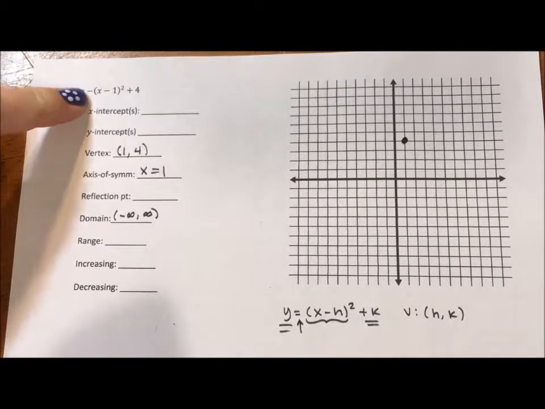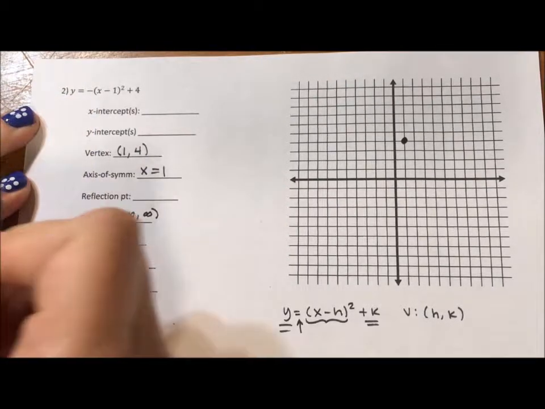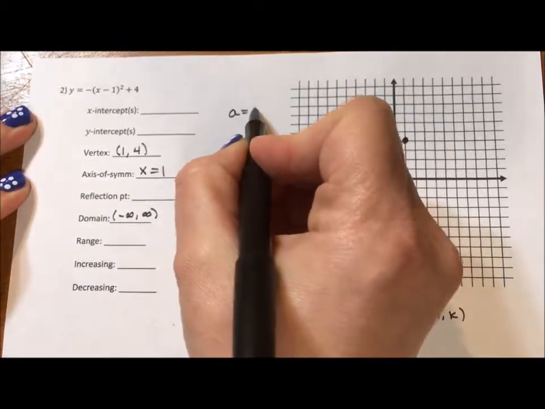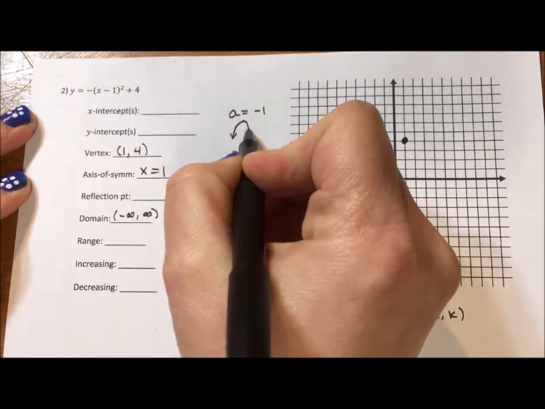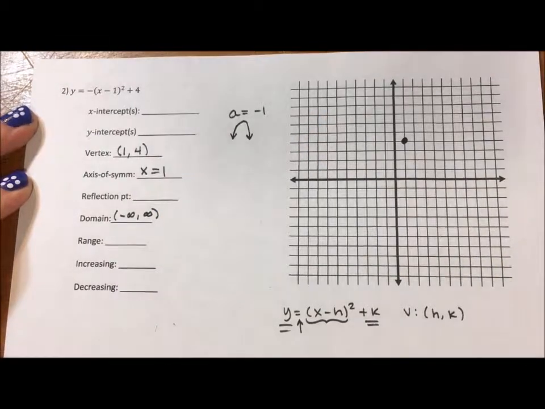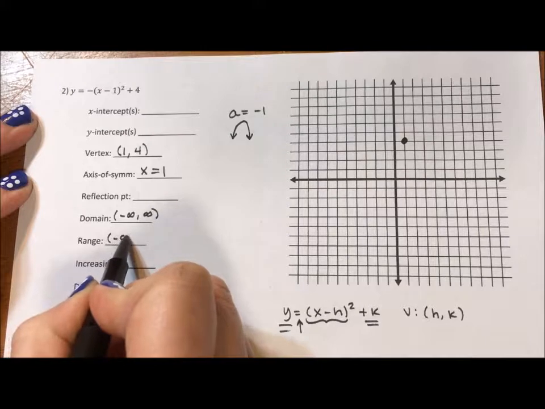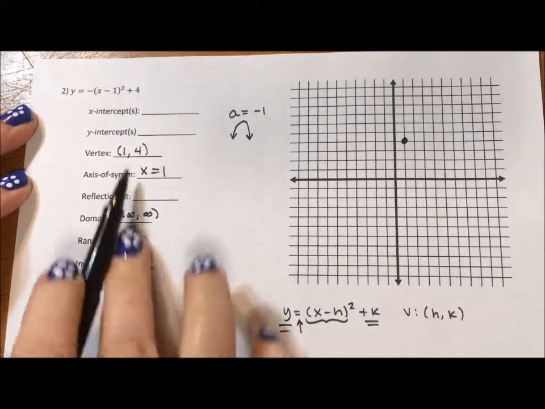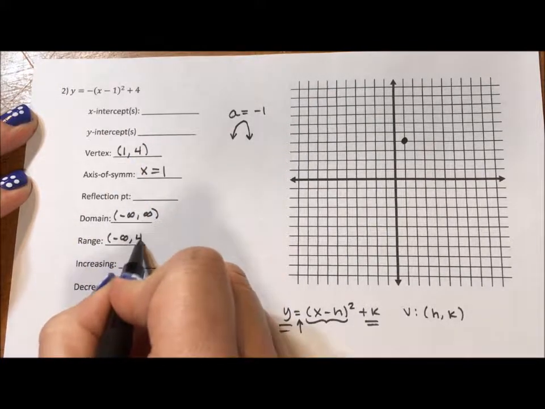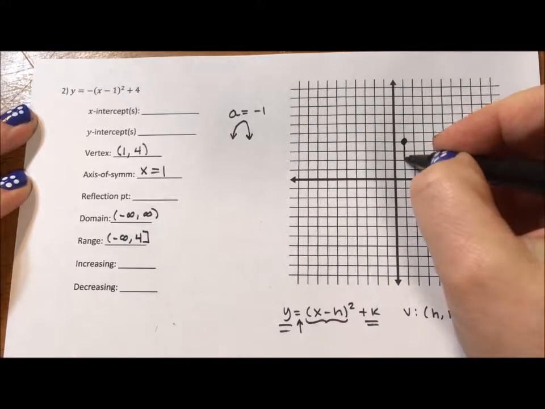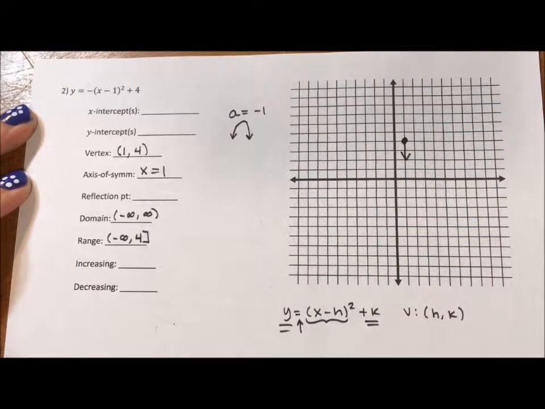Range. Well, this negative out front means that a is negative 1. If a is equal to negative 1, then we are going to have an upside down parabola, a frowny face, which means we're going to negative infinity, and we stop at the y value of your vertex, since range is your y values. It means our parabola is going to go this way. Increasing, decreasing, I'll do after I graph.